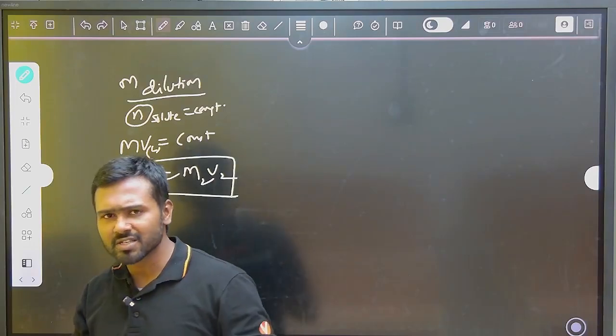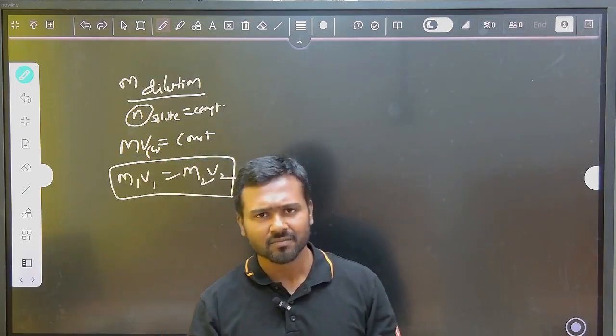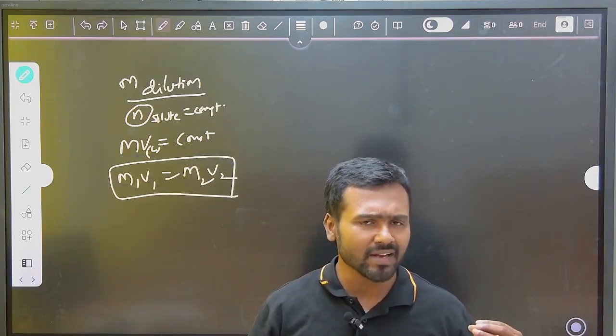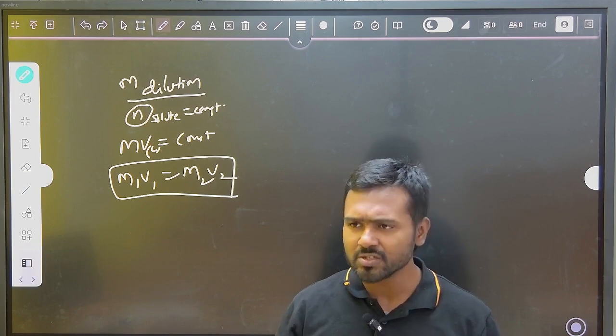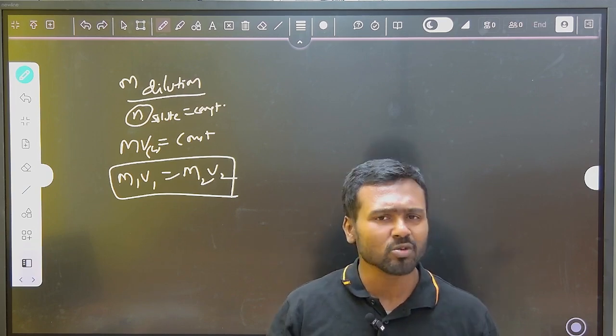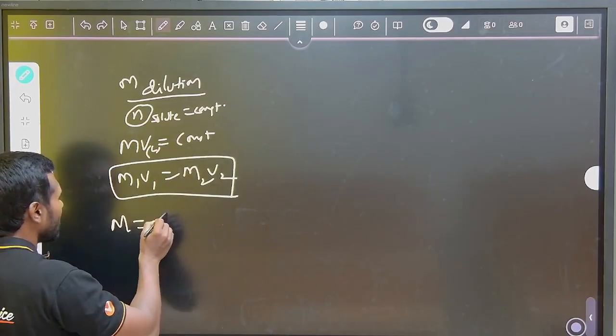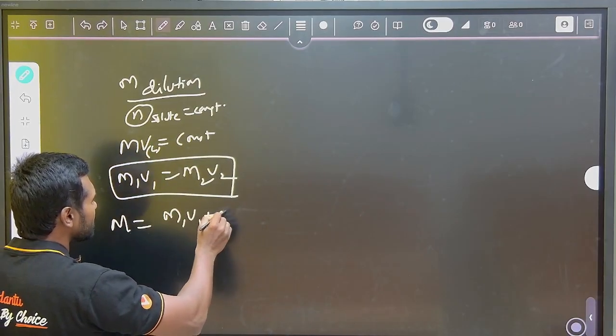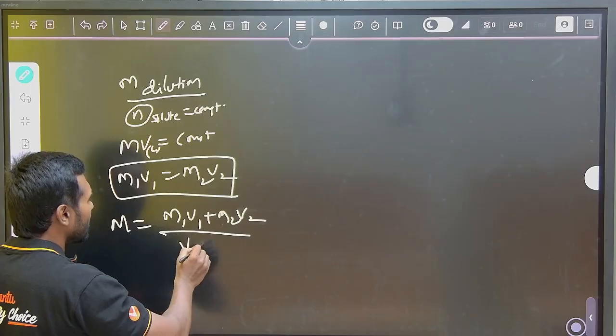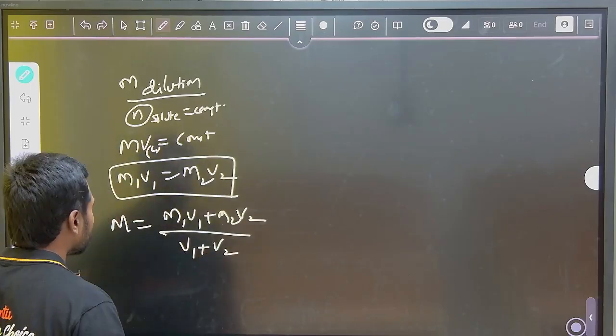Suppose there are two solutions and the two solutions are mixed. Solution 1 has molarity M1 and volume V1. Solution 2 has molarity M2 and volume V2. Now both are mixed. Then the resultant solution molarity is equal to M1 V1 plus M2 V2 by V1 plus V2.